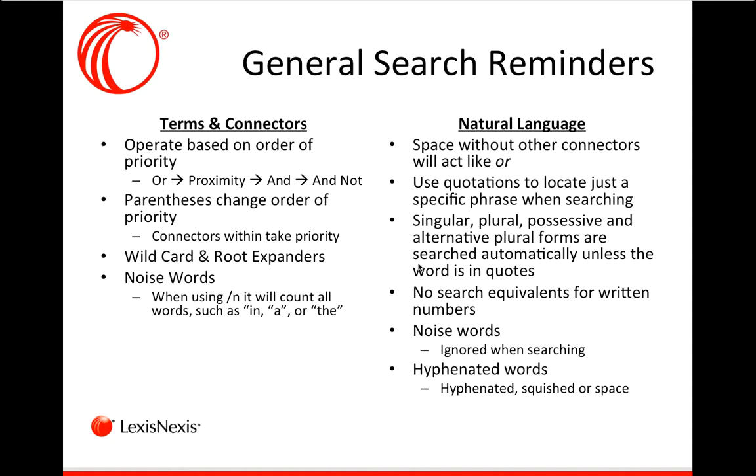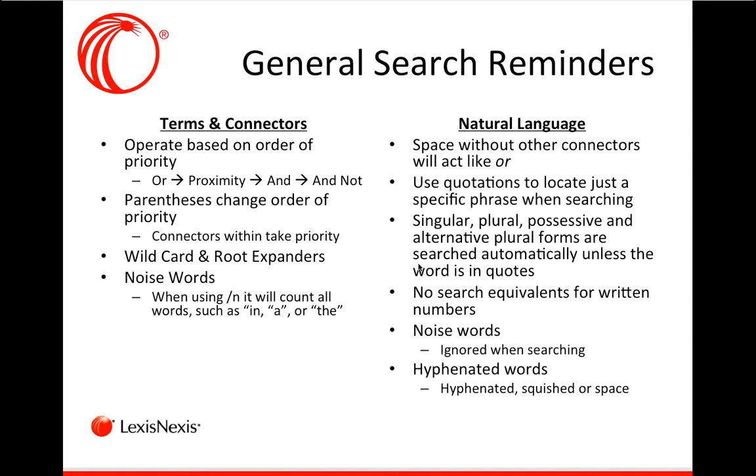Using quotations allows you to locate just a specific phrase when searching. We'll talk a little bit in the future about alternative phrases and things of that nature. Natural language searching also looks for all singular, plural, possessive, and alternative plural forms that are not contained within a quote. So a term like writ would look for writ, writs, etc.